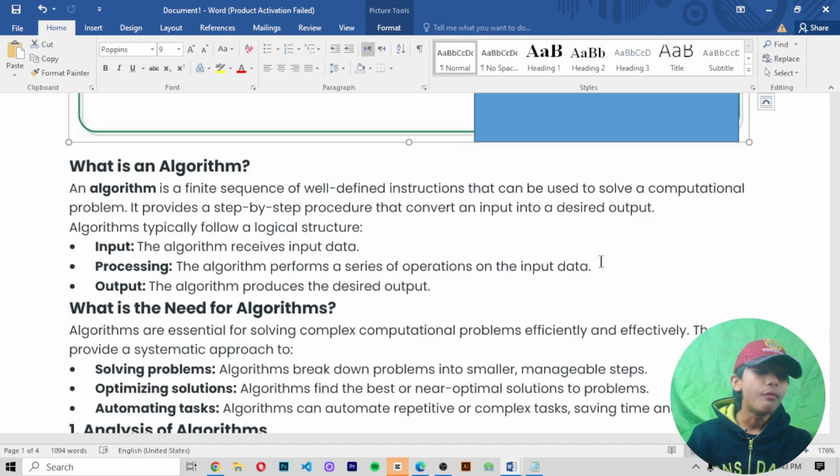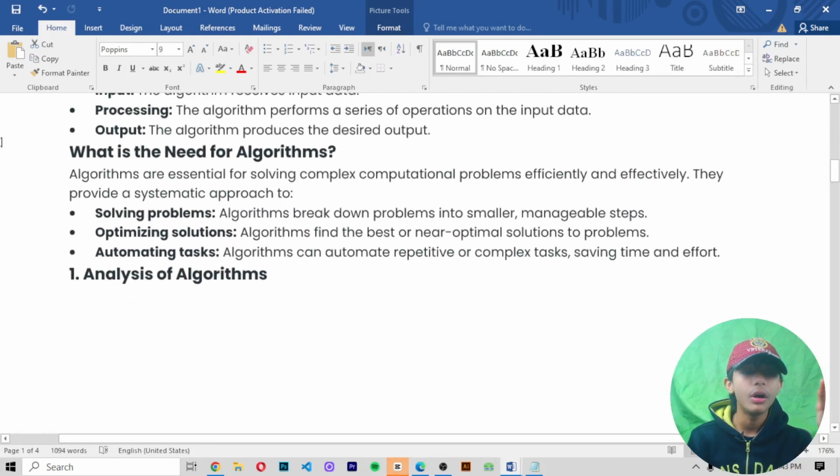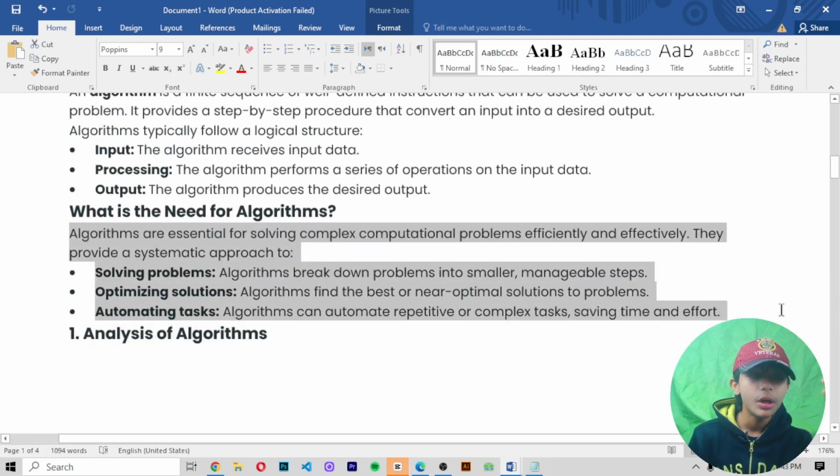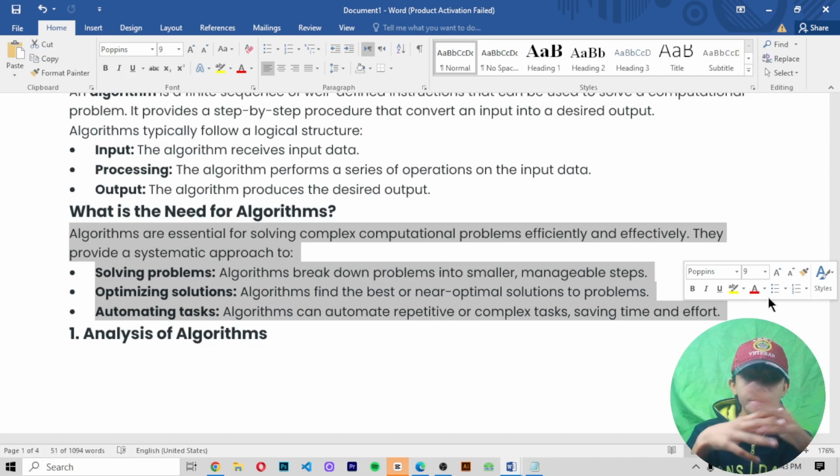Okay, what is the need for algorithms? If you want to run an algorithm, first of all, there are some needs for algorithms. Let me tell you. Algorithms are essential for solving complex computational problems efficiently and effectively. They provide a systematic approach to solving problems, meaning algorithms break down problems into smaller manageable steps.